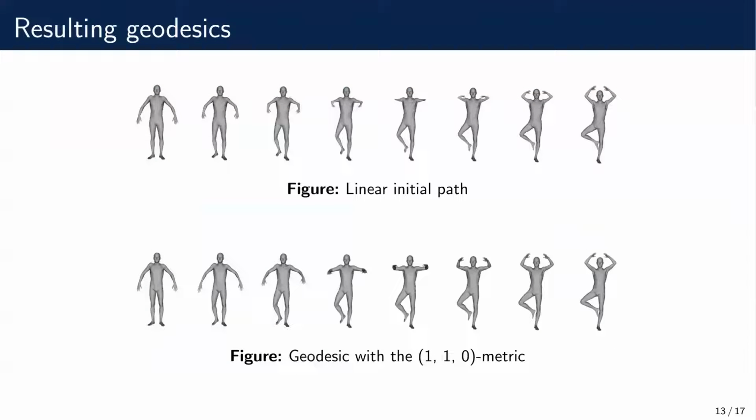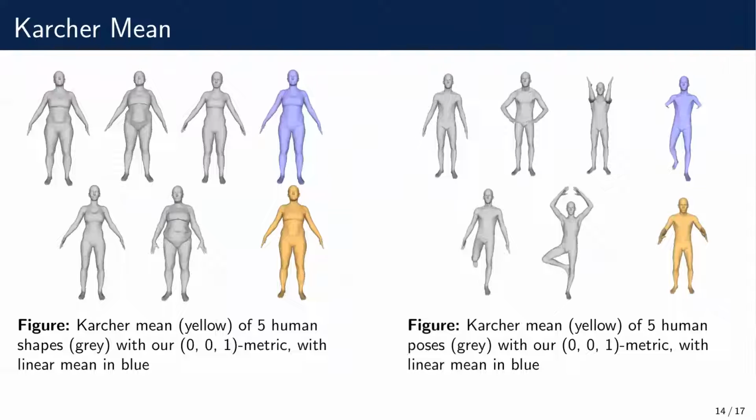The resulting geodesic, with parameters A equals 1, lambda equals 1, and C equals 0, is displayed in the bottom of the slide with the linear path displayed on the top. Our approach is able to generate meaningful deformations when interpolating between human shapes. We display our resulting Karcher means in yellow of human shapes on the left and human poses on the right, all displayed in gray. Our approach gives meaningful means in both cases and is better compared to the linear mean displayed in blue. The approach is similar to that for computing geodesics.